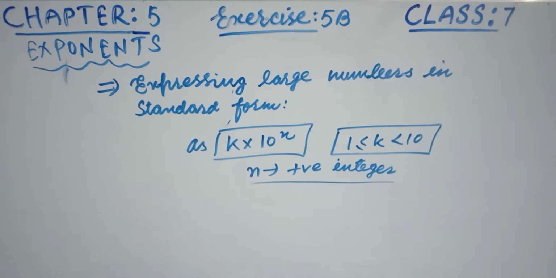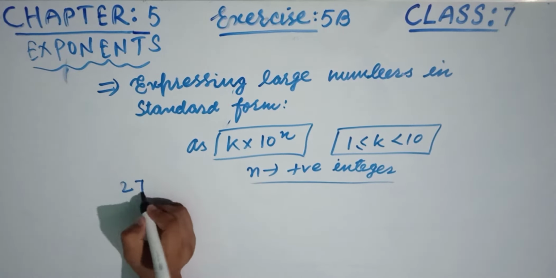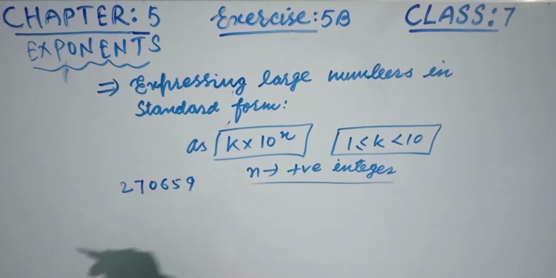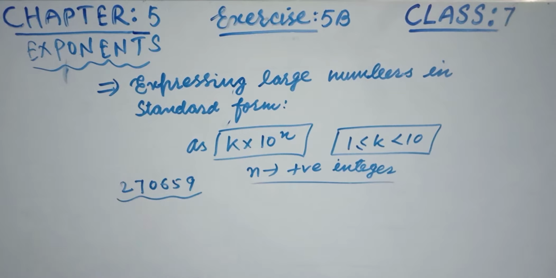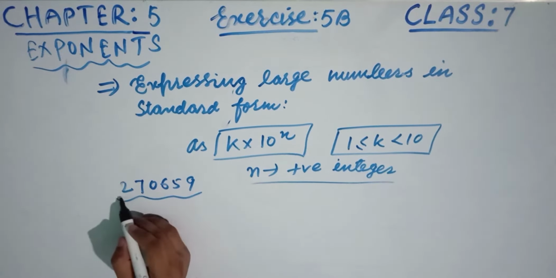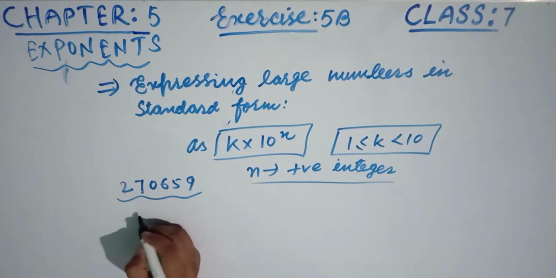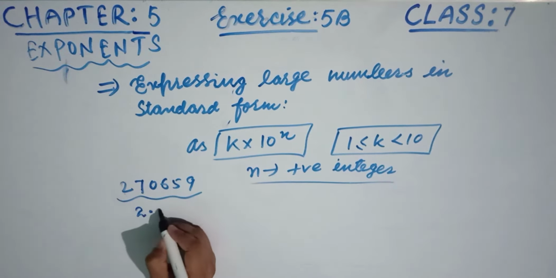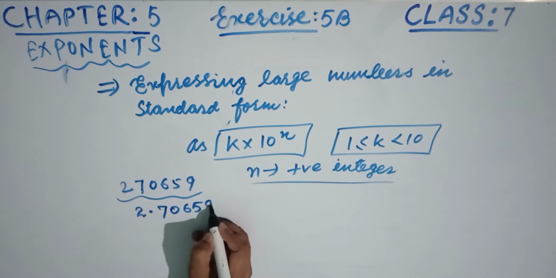Now let us figure it out with the help of examples. Suppose, friends, 270,659. This is a huge number, and now we are going to write the large number in standard form. Standard form means k multiplied by 10 raised to power n. So see, friends, see the number here, 2 7. This could be written as, friends, suppose 2 decimal 70659, friends.